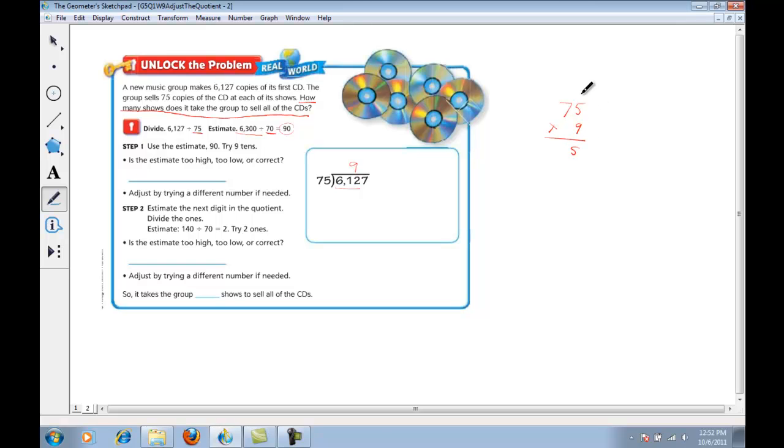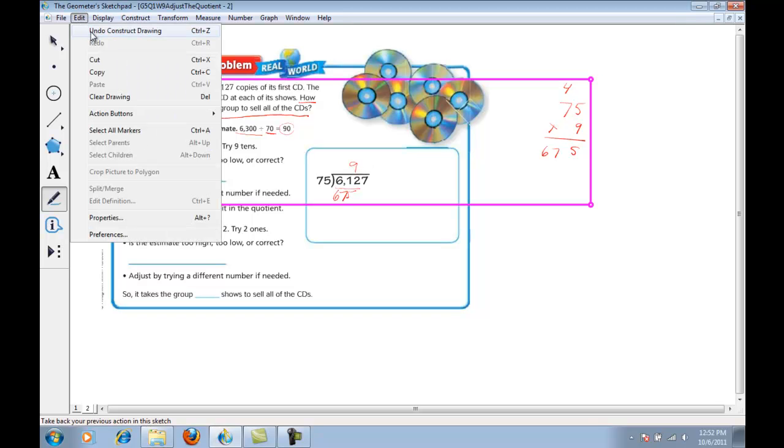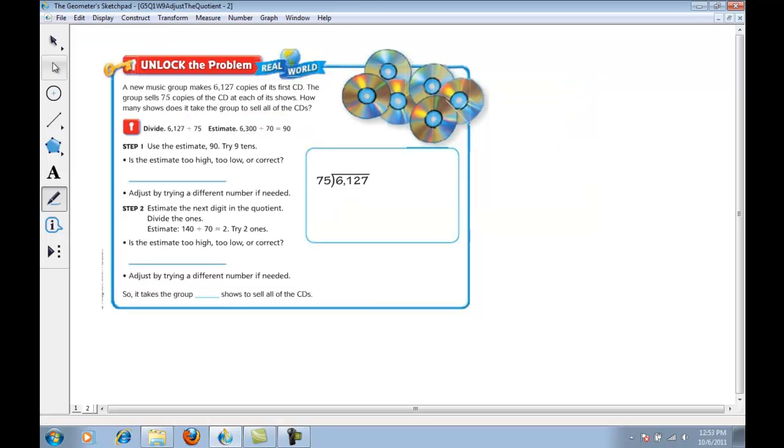9 times 5 is 45. 9 times 7 is 63. Plus 4 more is 67. So if I put 9 tens in each group, I would need 675 tens. Oh, I only have 612. So I'm going to need to back up. I'm going to go to Edit, Undo, and start again. So now I'm going to take 612 to put into 75 groups, and remember 9 was too high, so I'm going to adjust it and make it 8 this time.